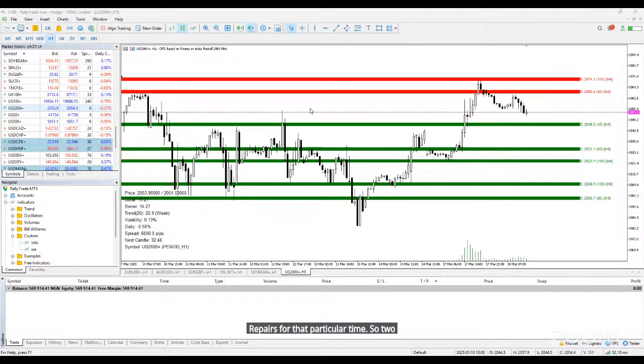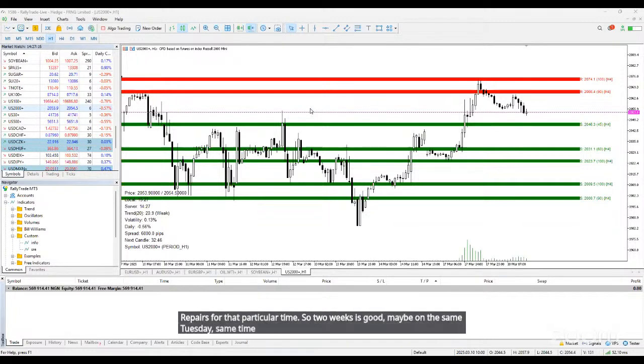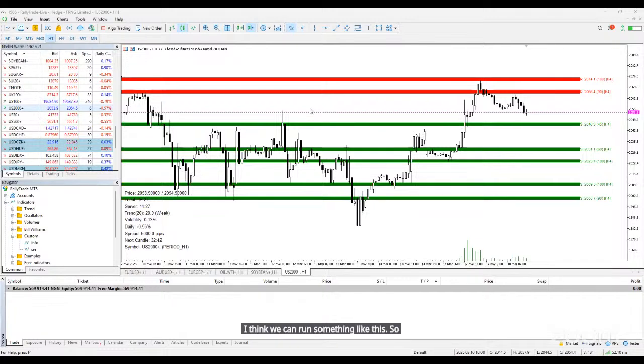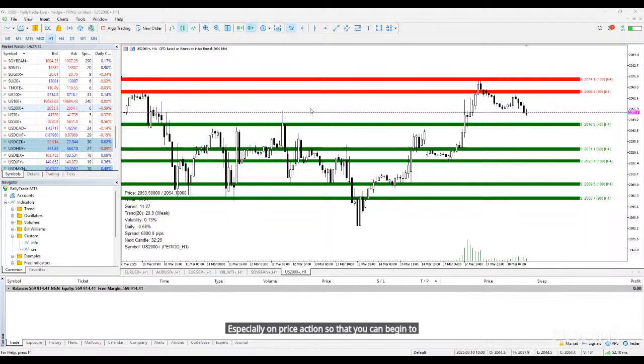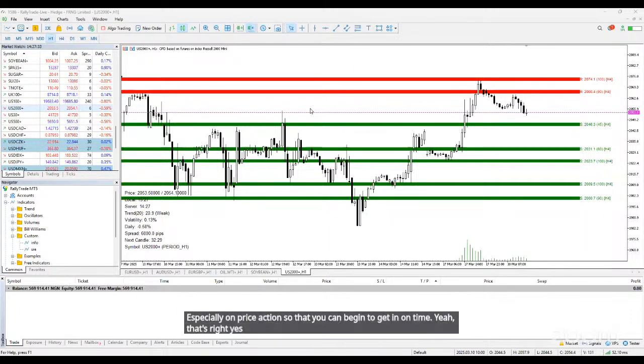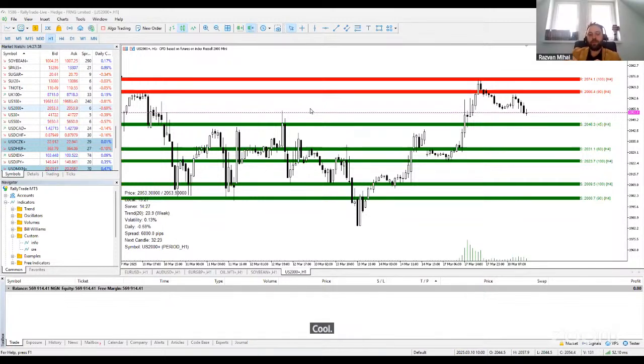Maybe on the same Tuesday, same time, 12 o'clock in the afternoon. Then we can run something like a strategy class where we discuss price action as to when a trend is changing, what you need to look for, and once it changes, what you are particularly looking for, especially on price action, so that you can get in on time, not late. Yeah, that's right.